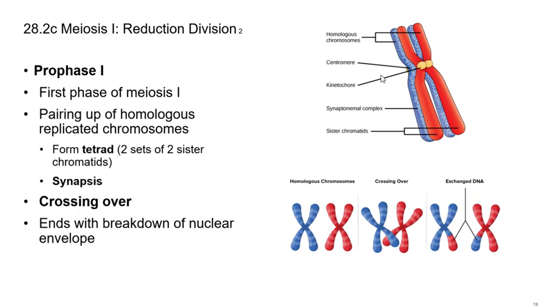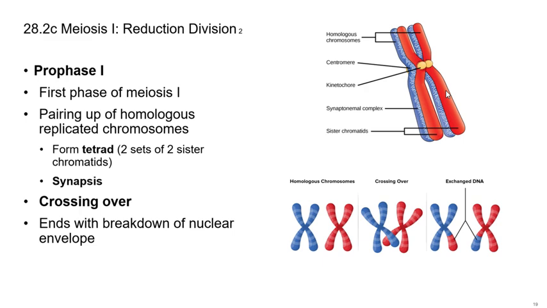So the result of synapsis is the formation of a tetrad, right? So the tetrad is the maternal chromosome with two chromatids, the paternal chromosome with two chromatids, both of those stuck together. That's a tetrad. Okay, this will be important in a moment. We'll talk about why this is occurring.